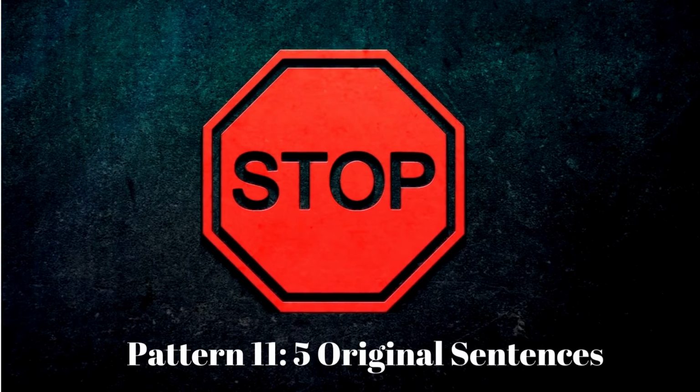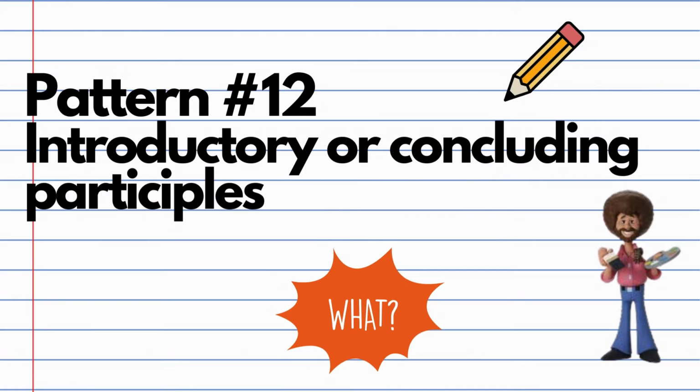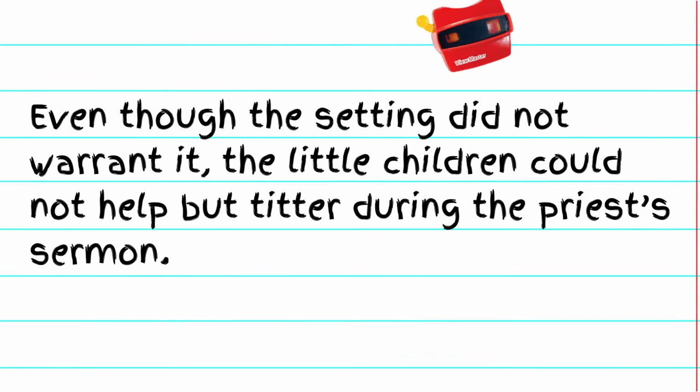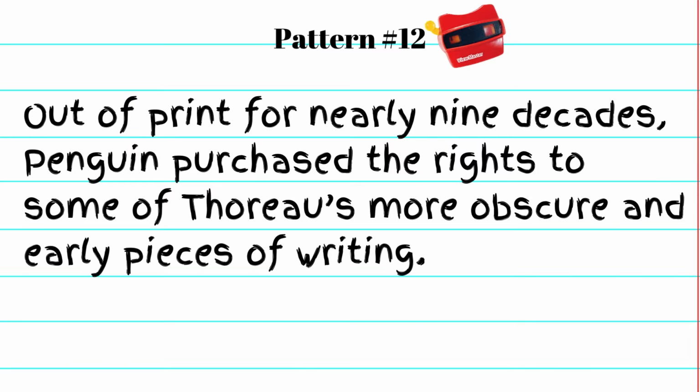So pattern 12 is an introductory or concluding participle. What in the world does that mean? Well, let's see. Exemplar number 1. Even though the setting did not warrant it, the little children could not help but titter during the priest's sermon. Number 2, let's see if we can follow a pattern here. Out of print for nearly 9 decades, Penguin purchased the rights to some of Thoreau's more obscure and early pieces of writing.